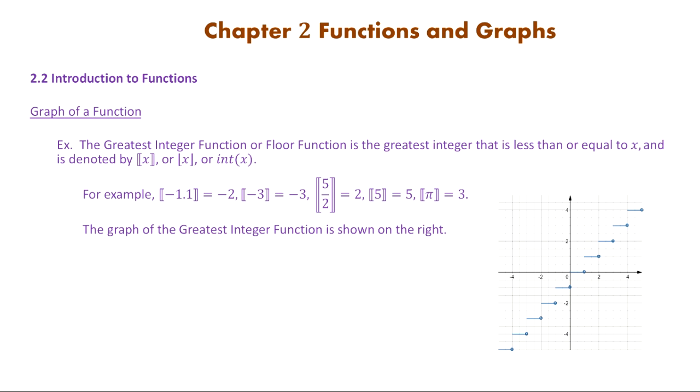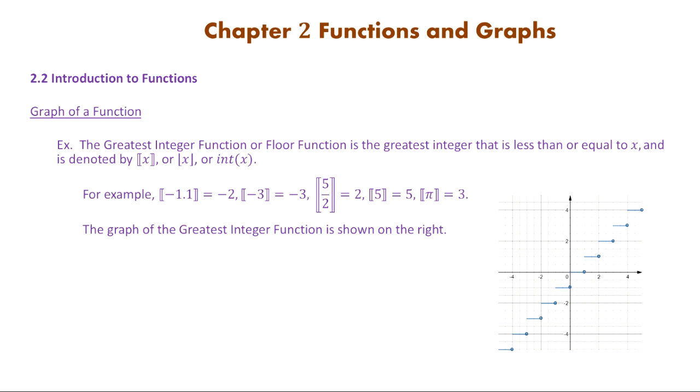For example, when x is greater than or equal to 0 and less than 1, the nearest integer that is less than or equal to x will be 0. Like 0.3, the nearest integer that's less than or equal to 0.3 is 0. Or when x equals 0.7, the nearest integer that's less than or equal to 0.7 will be 0.